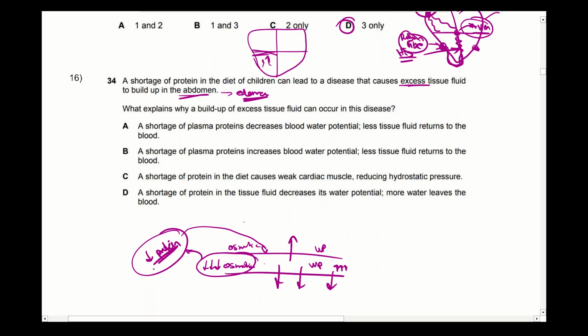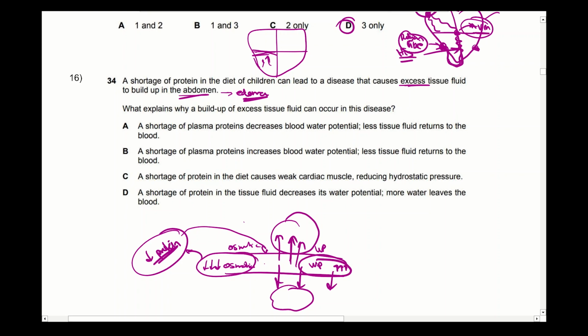Therefore, when protein decreases due to a liver disease, for example, what happens is that the osmotic balance inside the blood vessels decreases. When this happens, the water potential starts to increase. Therefore, since the water potential is higher than the outside, what happens is now fluid, aka tissue fluid, starts accumulating outside or in the abdomen. Now, let's see the suggestions that we have here.